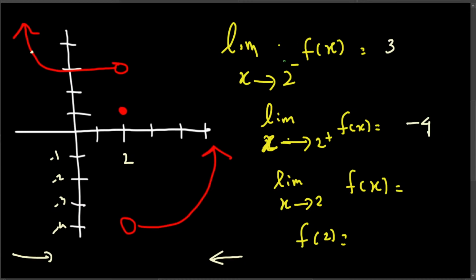If you look at the left side and the right side, we don't have an equal value. We have 3 and -4. So therefore the limit does not exist. We only have a limit when both of them are equal. So this one does not exist. For f of 2, you have to look for a closed circle at 2. We have 2 open circles and only 1 closed circle. So that closed circle is the one we are going to use. So this is 1. And that's our answer for this one.